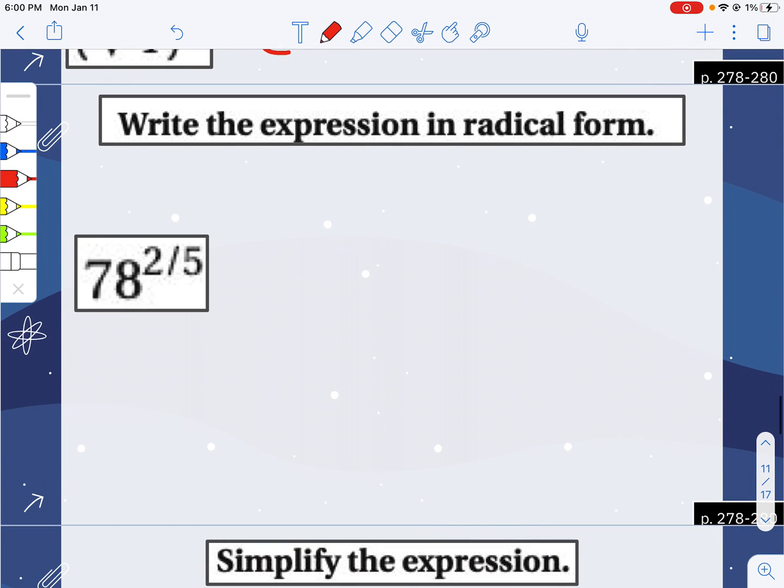Another direction you might see, write the expression in a radical form, so the opposite. So radical form, we need our square root involved.